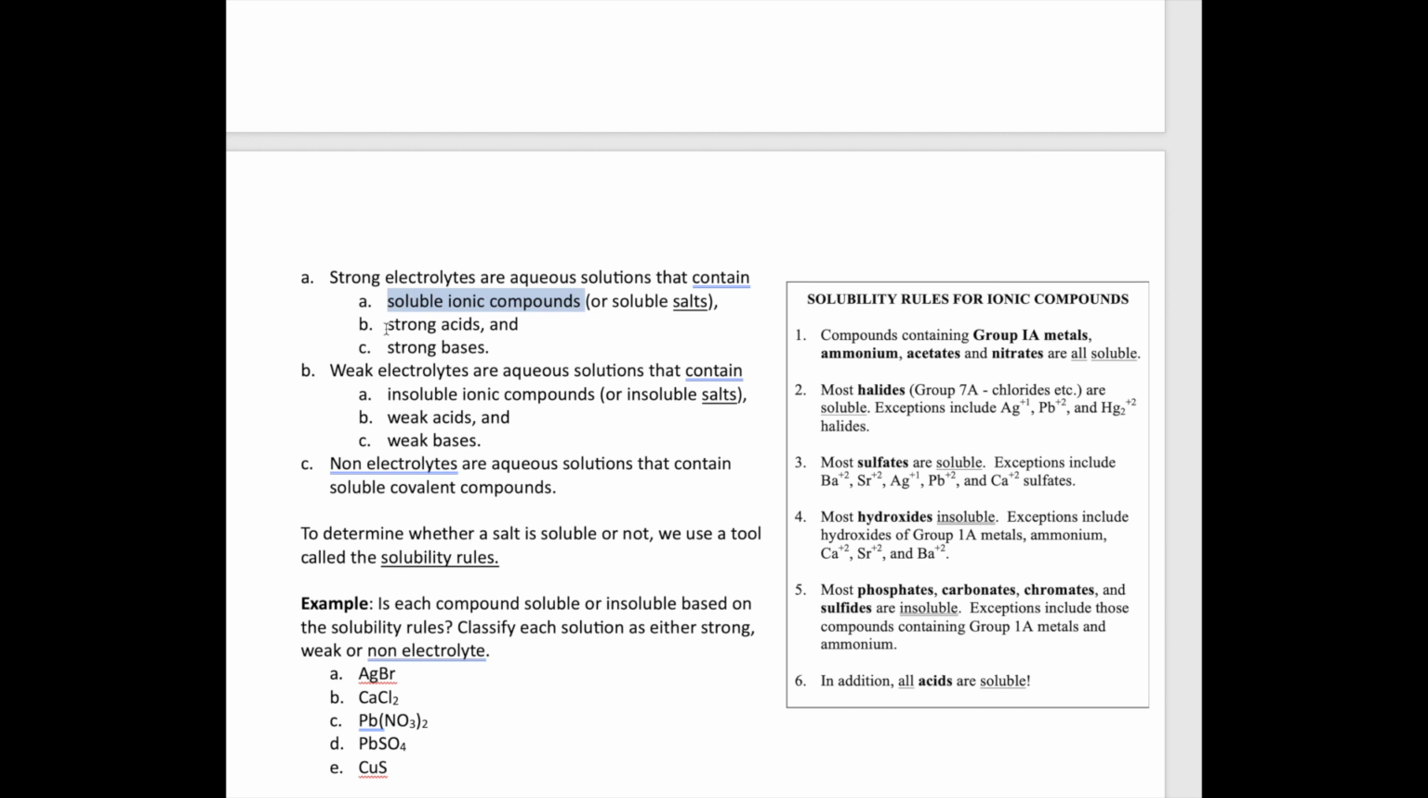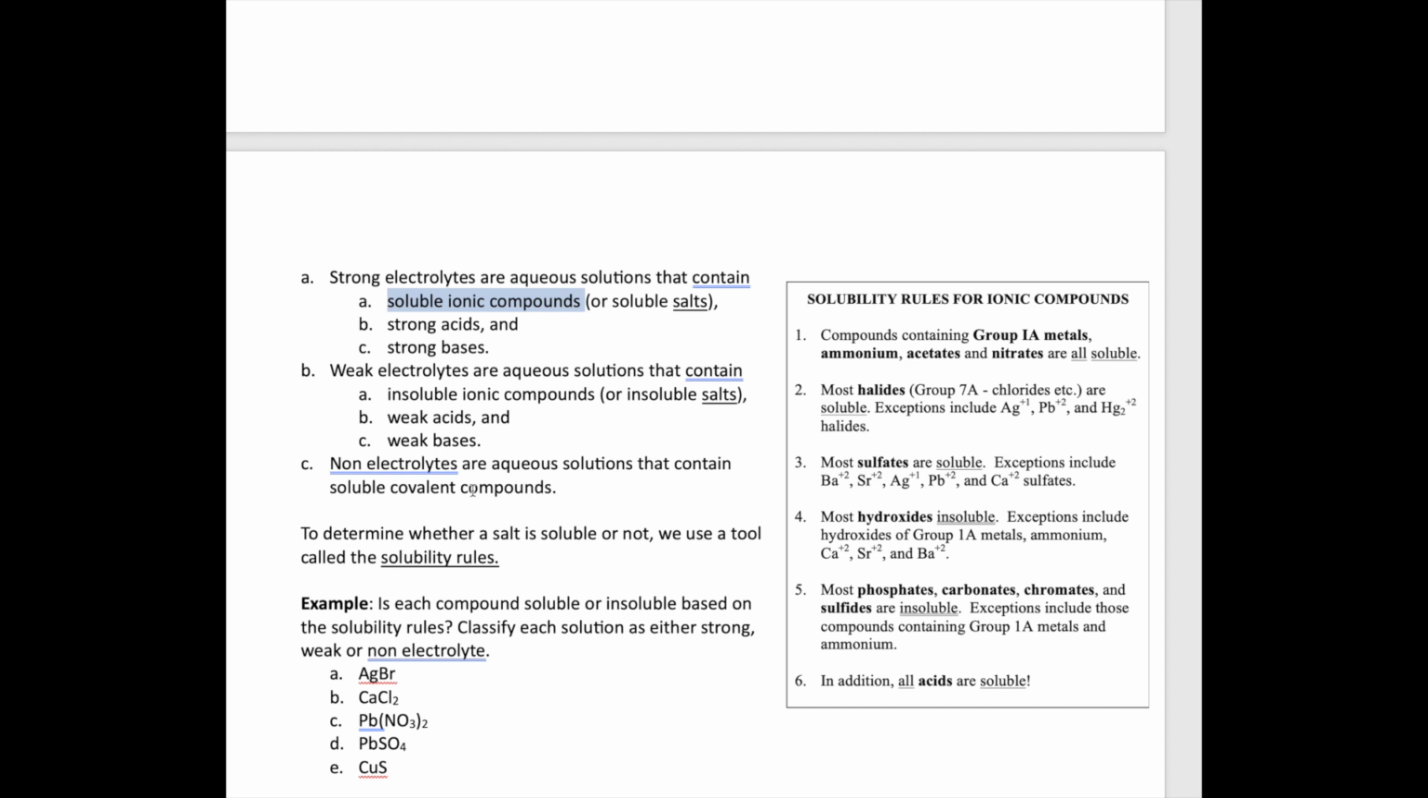We also have categories of things we call strong acids. And then we have another category of solids we call strong bases. I'll talk more about these a little bit later in this chapter. Weak electrolytes are just weaker versions of these three. So we have something called insoluble ionic compounds or insoluble salts. We have weak acids and weak bases. Again, they behave the same way as that, except that they don't produce as many ions. And then we have non-electrolytes, which are solutes that dissolve in water, but they don't produce any ions at all.